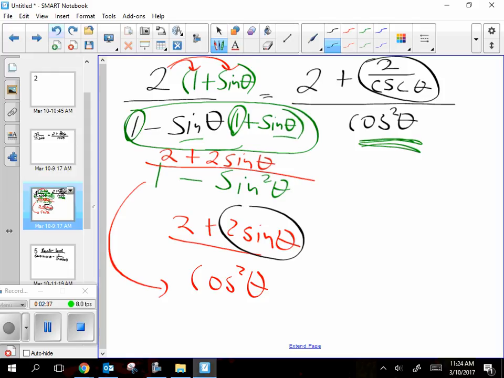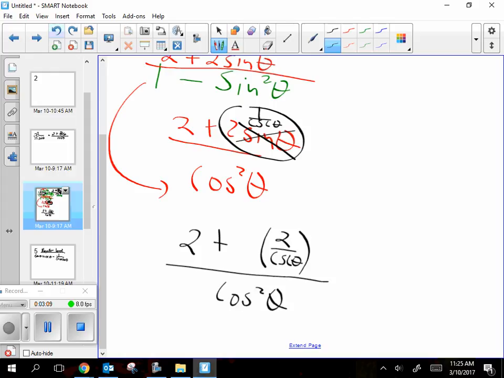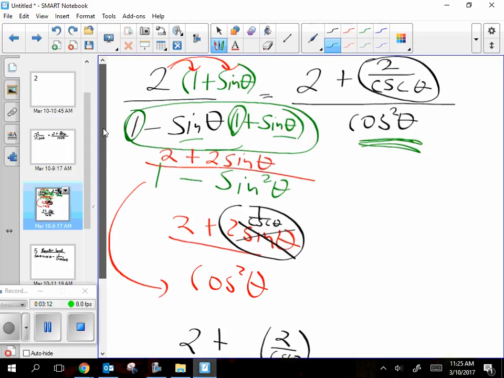Sine is related to cosecant. You just pull out the sine and you put in what? 1 over cosecant. And then when I actually multiply that out, I get 2 plus 2 times 1 over cosecant. Just so I don't have to do a whole nother step, isn't that the same exact thing as putting the 2 on top? If you don't get that, it's because it's 2 over 1, and so when you multiply it goes on the top. All over cosine squared. And that looks identical to what I was asked to prove, and therefore I have proven it.